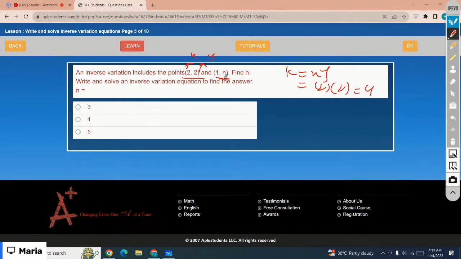Now for this one, you need to calculate the value of n. So that would be the y value you need to find, right? So it would be y equals k over x. k is 4 and x is 1. So that would be 4 over 1, which is 4. That means the value of y is 4. Got it? That means y equals 4.